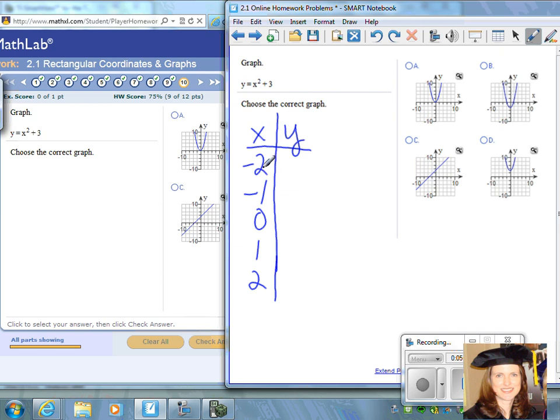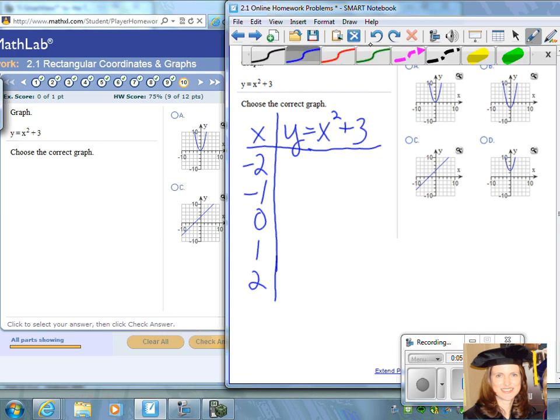And I take those values, I plug it into the x in the original equation, and our equation was y equals x squared plus 3. So whatever you plug into the function here for x, you're going to square it and then add 3 to it. If you take negative 2 and plug it into x here, negative 2 squared is 4, and 4 plus 3 gives you 7. So that's going to be one of the points that's on the graph.